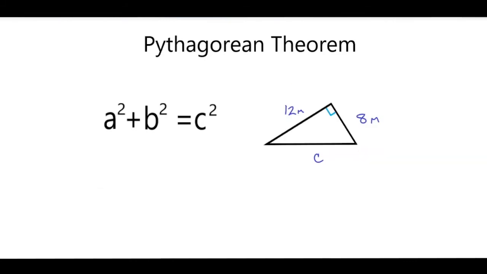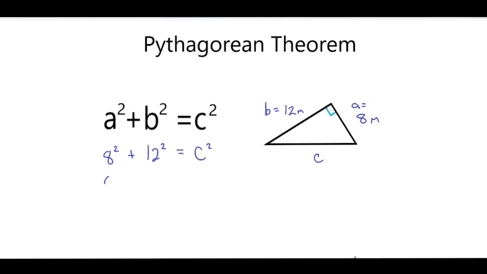So here I have a triangle, and my legs are 8 meters, so we'll call that A, and 12 meters, and we'll call that B. So B equals 12 meters, and A equals 8 meters. Notice that they are the ones that are on either side of the right angle, and I need to find C. So A is 8, so I'll say 8 squared plus 12 squared is equal to C squared.